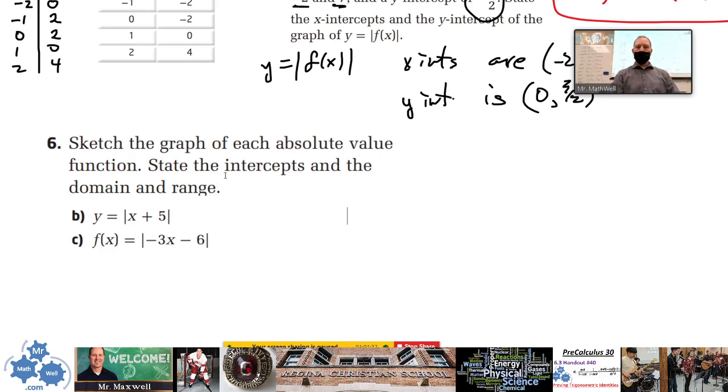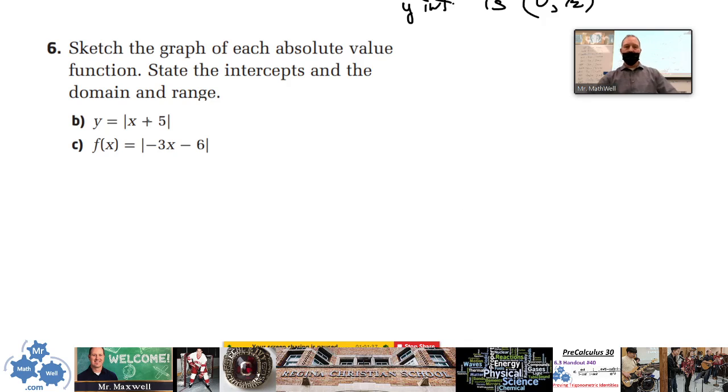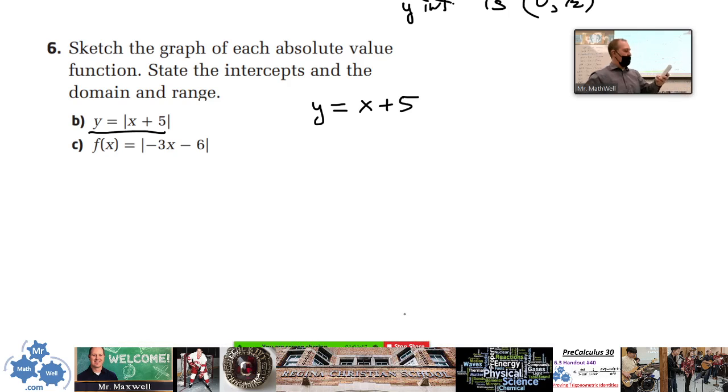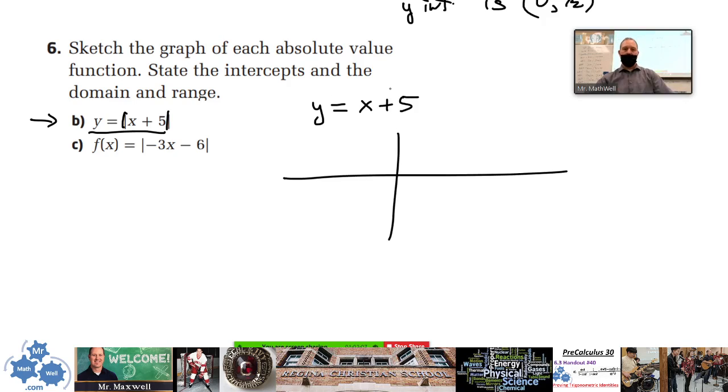Okay, so what you want to remember here, remember the whole piecewise function thing, right? This graph right here looks an awful lot like y equals regular old x plus 5. Screen share, is it frozen up here? Frozen. Okay, so this graph in B, letter B, looks an awful lot like this graph. But what we know is because of these absolute value signs that wherever this graph dips below the x-axis, we have to flip it up, okay? So it might be a good idea to start with this graph, okay?